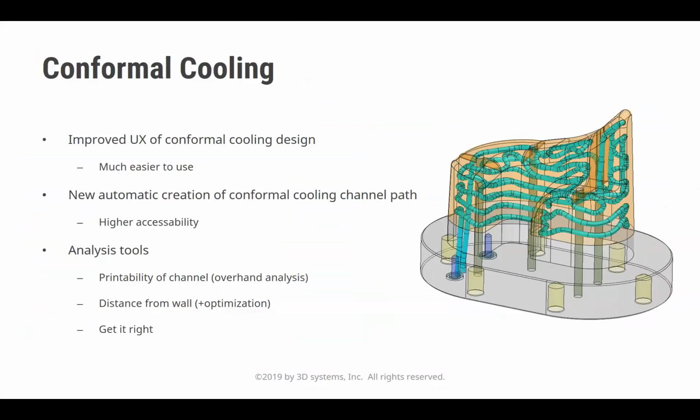We are also providing new analysis tools within the conformal cooling tool. So we have an analysis for the printability of the channel. Are there overhanging areas in the channel that will prevent it from being printed properly? And we also have a distance analysis that gives us the distance of the cooling channel from the walls. So you can get the right result on the design and verify that it's the correct cooling channel that you need.